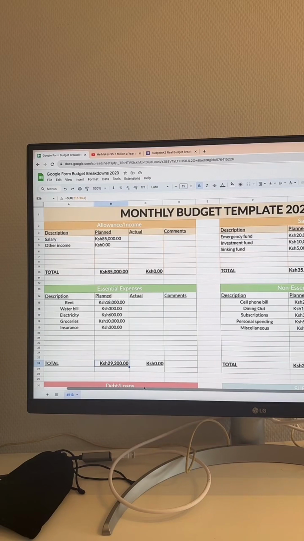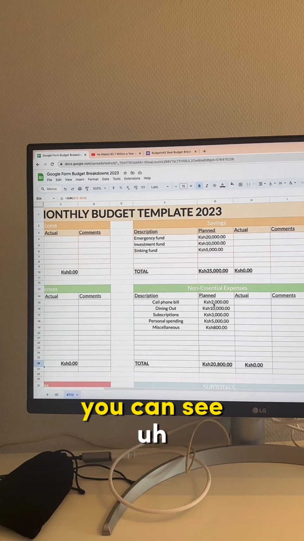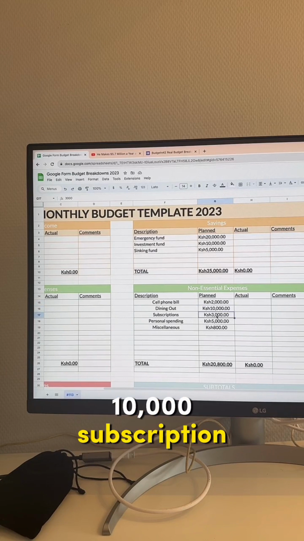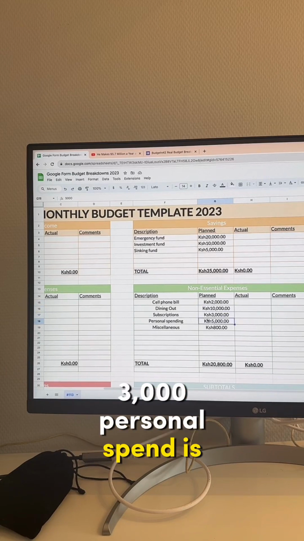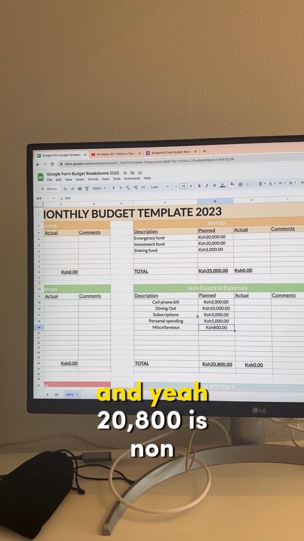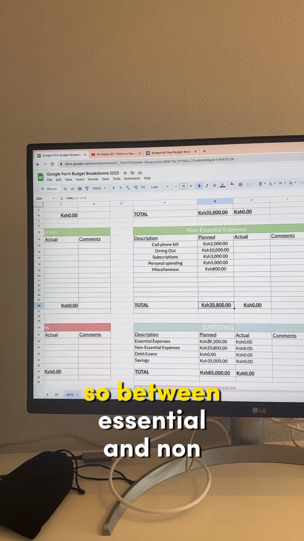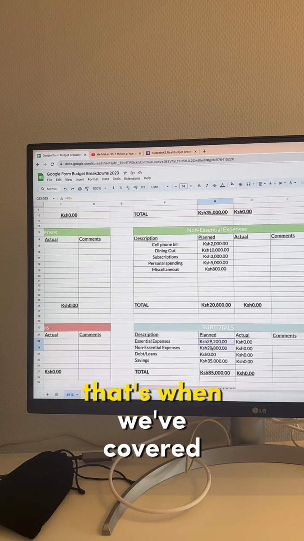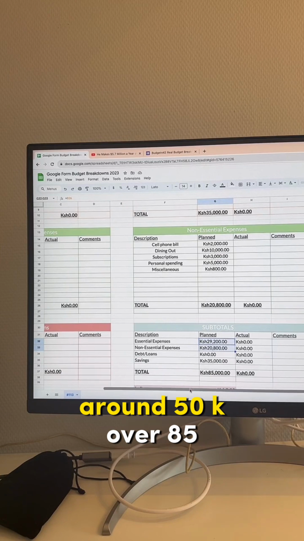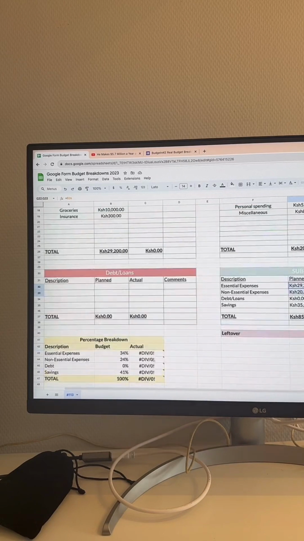Here under non-essential, you can see they have their phone bill at 2,000. They go out quite a lot, 10,000. Subscription 3,000. Personal spend is 5,000. Miscellaneous is 800. And 20,800 is non-essential expenses. So between essential and non-essential, we've covered around 50k of the 85. So 35,000 is remaining. Right?